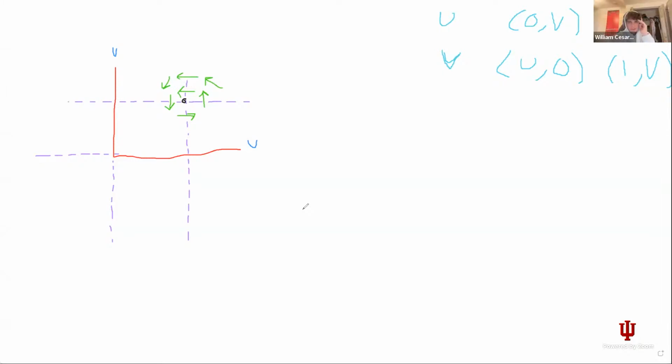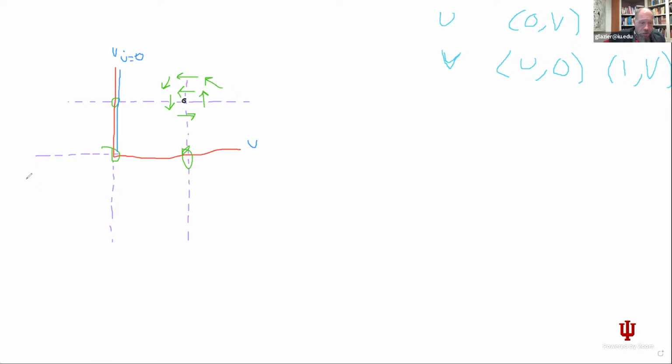Wait, yeah, sorry. What do we do about the other ones? Do we not care about them? Is this not one? Is this not one? So absolutely, 0 comma v, which is along here, is a null-cline for u, right? So this is u dot equals 0.